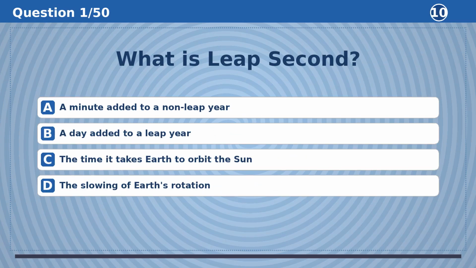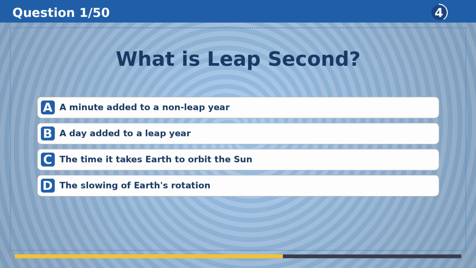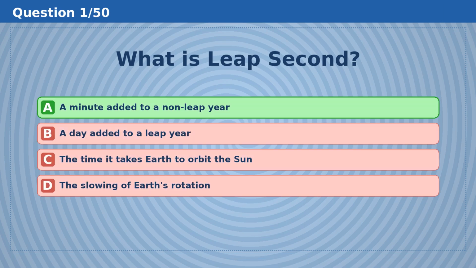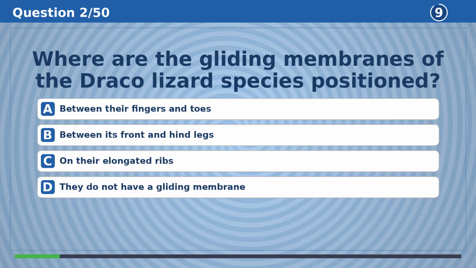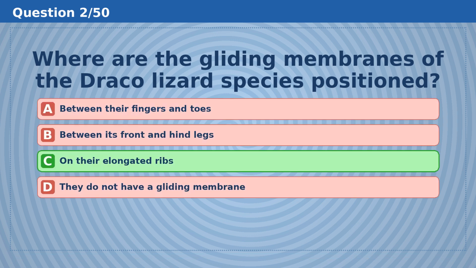3, 2, 1. What is leap second? The answer is A, a minute added to a non-leap year. Where are the gliding membranes of the Draco lizard species positioned? The answer is C, on their elongated ribs.